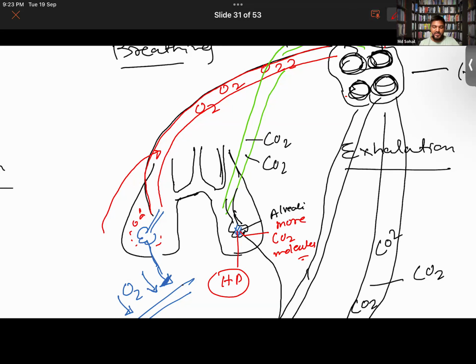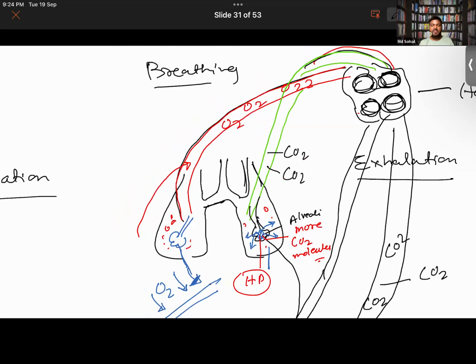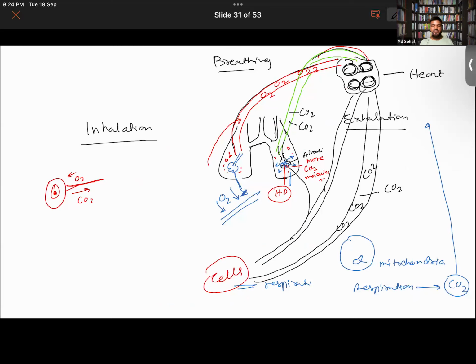So here the pressure is high, while in the surrounding of this alveoli, the pressure is low. There are lesser molecules of carbon dioxide here right now. So there will be movement of carbon dioxide molecules from high pressure, that is from the alveoli, to the lungs. And then it will be taken up by the lungs and then released back into the environment. So this is how the process of exhalation basically takes place. I hope it is clear.